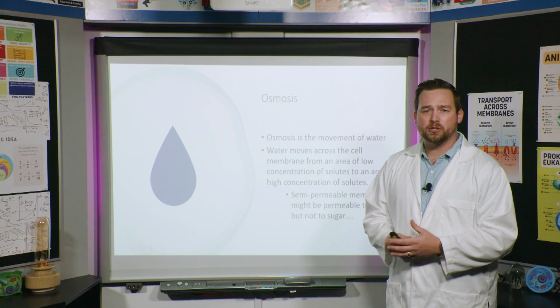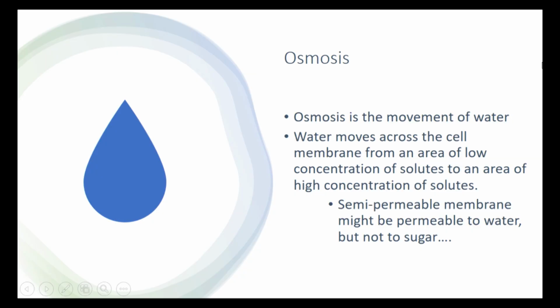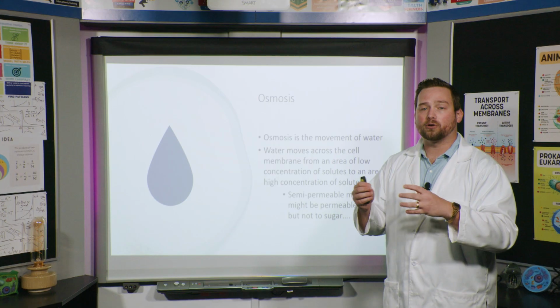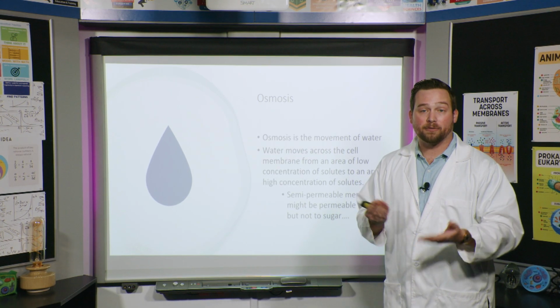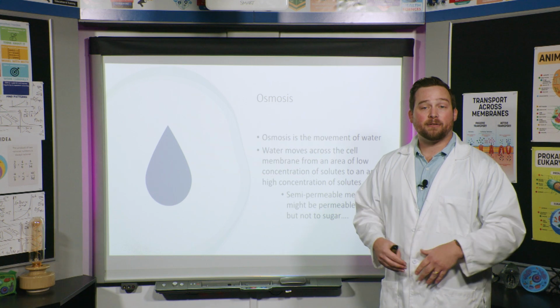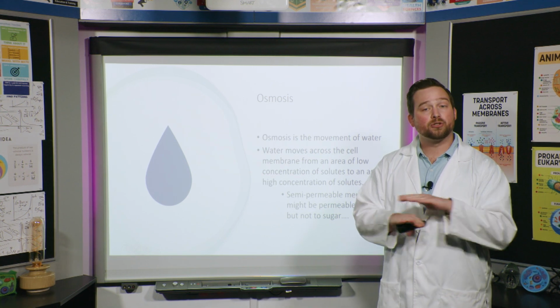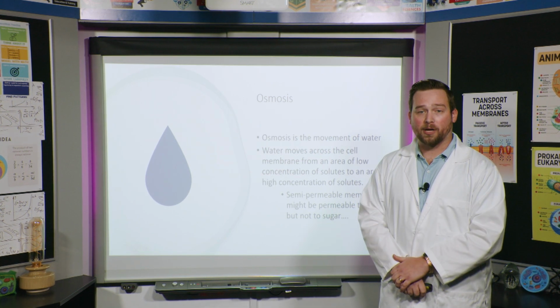So in osmosis, what's going on here is that the water moves across a membrane, just like diffusion, from an area of low concentration to an area of high concentration of solutes, okay? So the water wants to even out the amount of solutes. This is a type of passive transport, so there's no energy required here, okay?